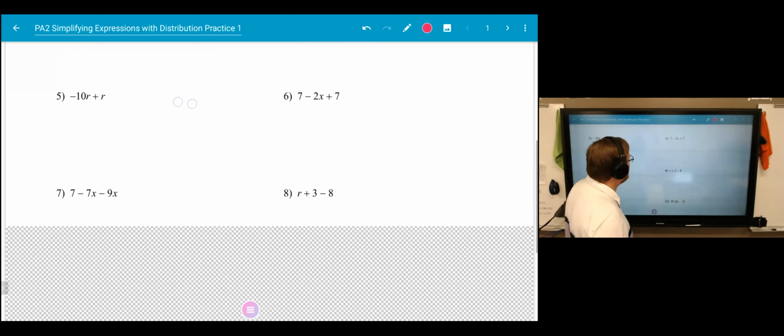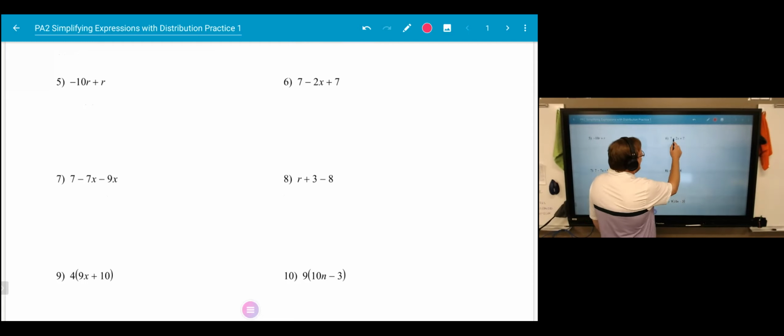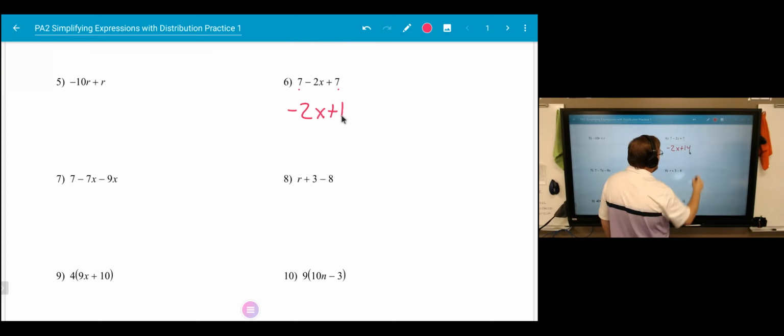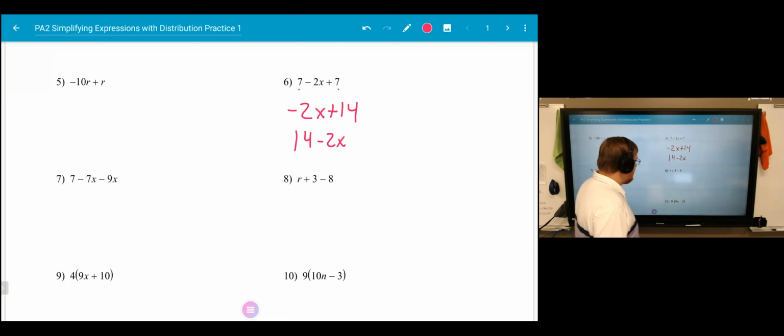Let's skip around in here. Number 6, 7 minus 2x plus 7. Well, in here, the only thing I can combine is this positive 7 and positive 7. This would be like negative 2x plus 14. Now, if you wanted to write this as 14 minus 2x, you'd be absolutely correct. You've got to have the terms correct. Let's see what else we got here.